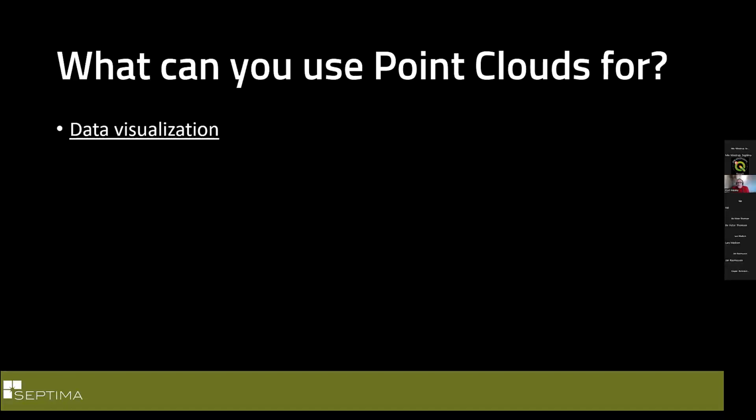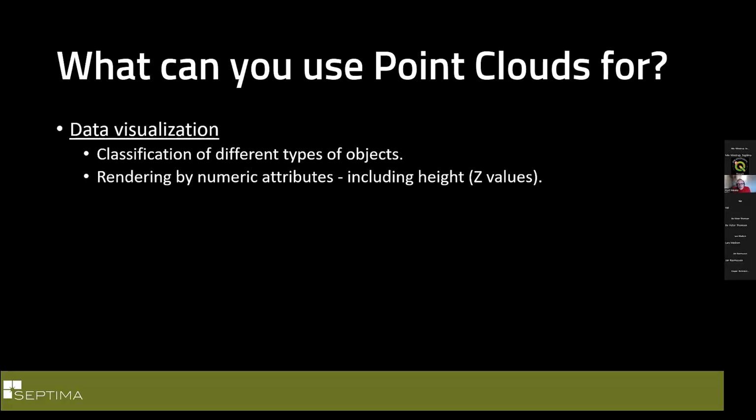So what can you use point clouds for? Well, first, QGIS has a variety of rendering options for visualizing point cloud data. There's a classification renderer so that you can see different types of objects in the point cloud. For example, one color for buildings, one color for trees, one color for bare ground, and so on. You can also render the point cloud data by numeric attributes, just like you can with vector and raster layers. For example, you could render the point cloud with a color ramp based on the elevation or Z values of each point.